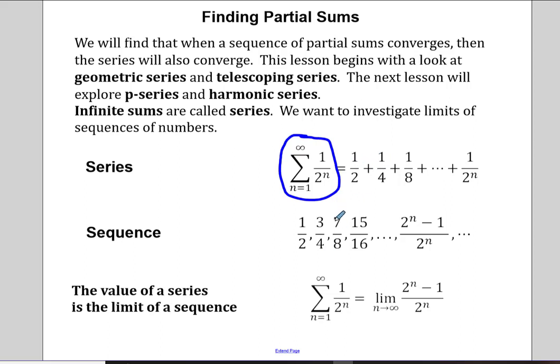plus 1/4. That's s sub 2, and 7/8 is found by adding s sub 1 and s sub 2 and s sub 3. So this is the sum of this nth term sequence. And the value of a series is the limit of the sequence.